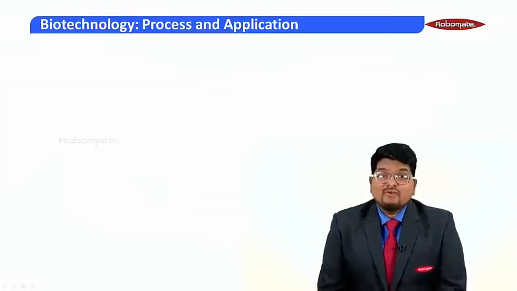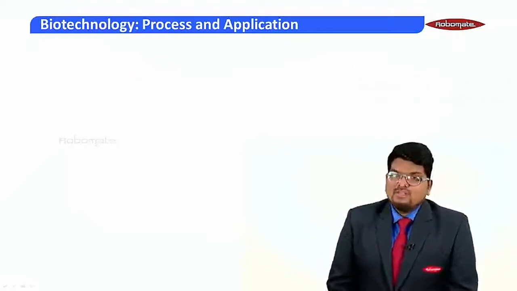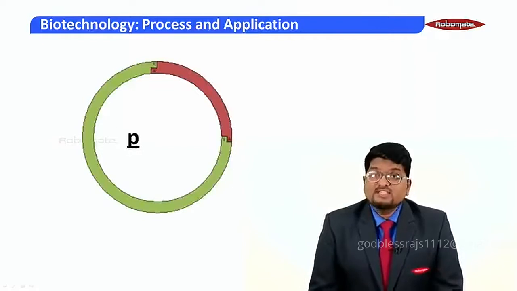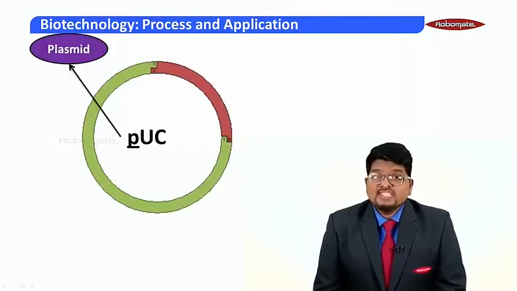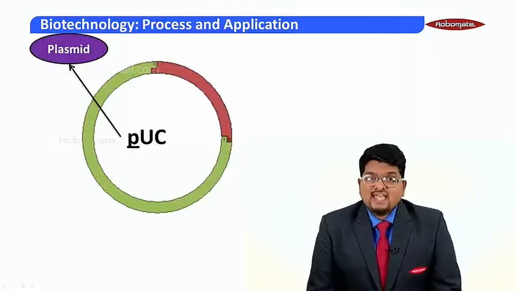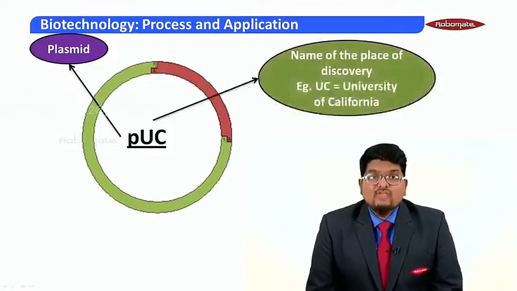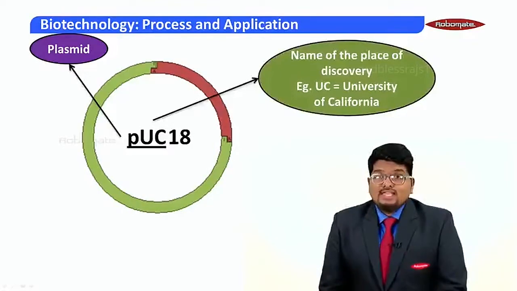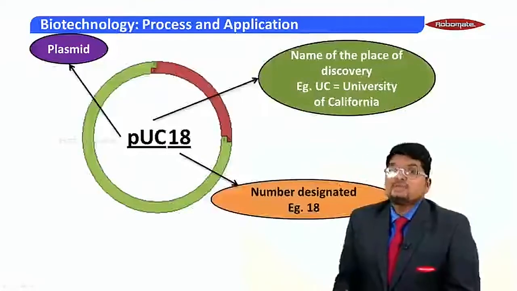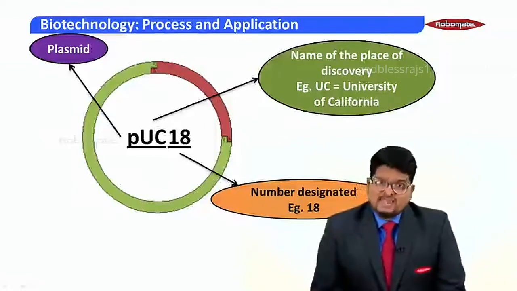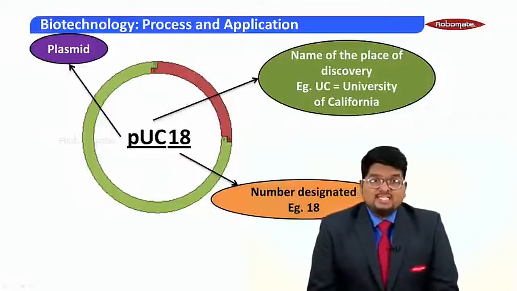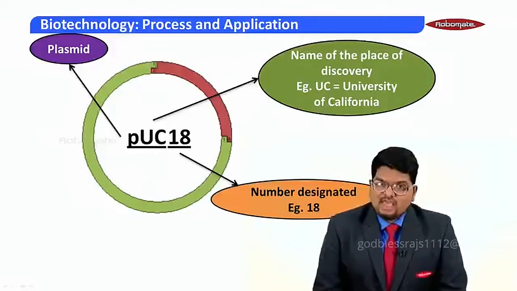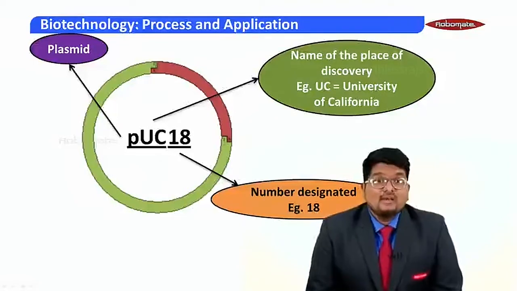Next, let us have a look at another type of nomenclature. Here I have a plasmid. We again begin with the small p, which stands for plasmid. Next, UC. Here these initials stand for the place of discovery. UC stands for University of California. And the number 18 stands for the 18th plasmid that was discovered at this place. So pUC18: here p stands for plasmid, UC stands for University of California, and 18 is the number designated to this plasmid.